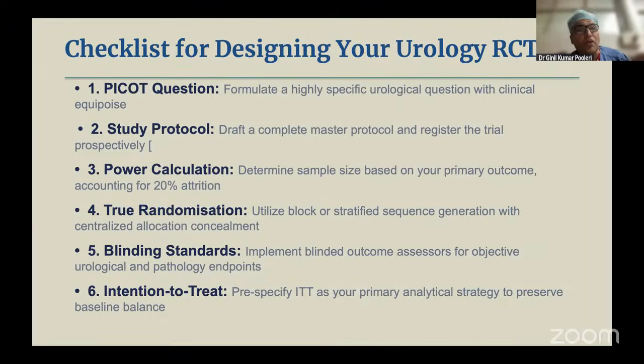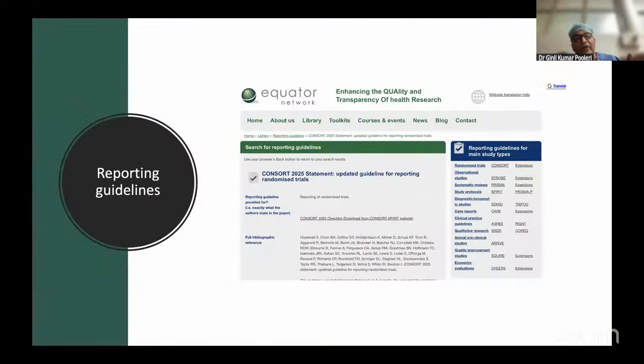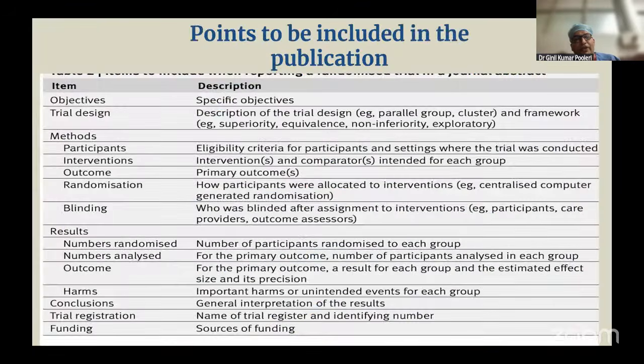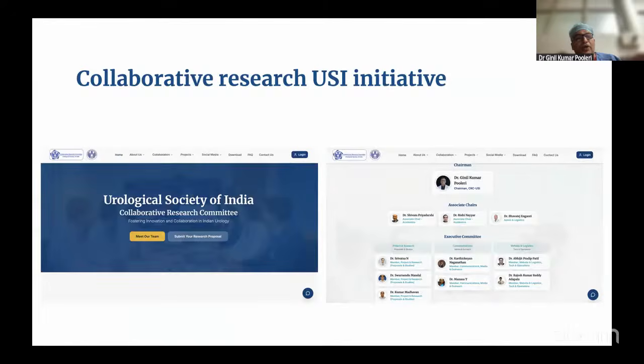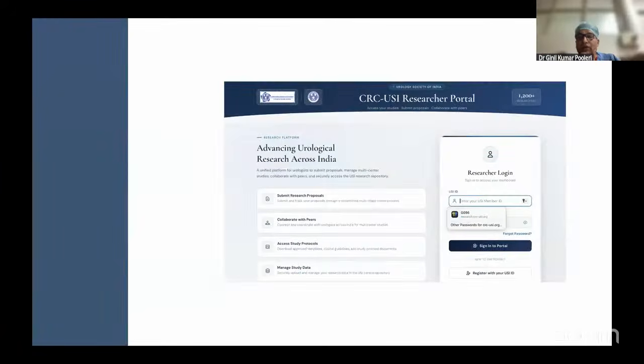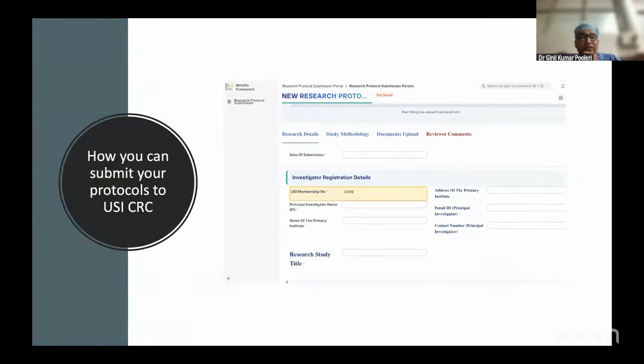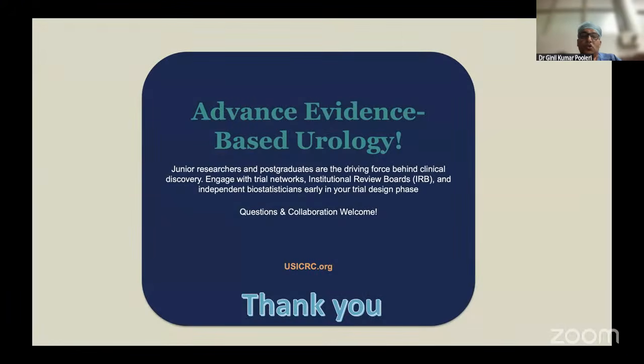So these are the different things, and you have to publish according to the CONSORT protocol. This is available on the net. And I want to tell you that if you want to do collaborative research, we now have an option under the Urological Society of India. You can have a multi-institutional collaborative study, and we are making a data collection software. Your studies are very important because they may improve the research culture in our country. So junior researchers have to come forward.